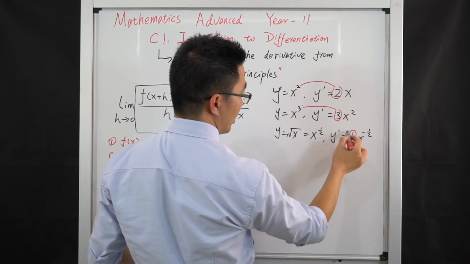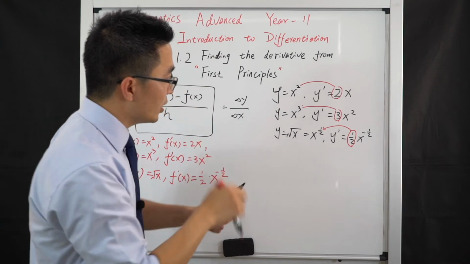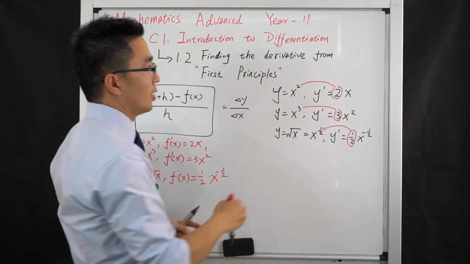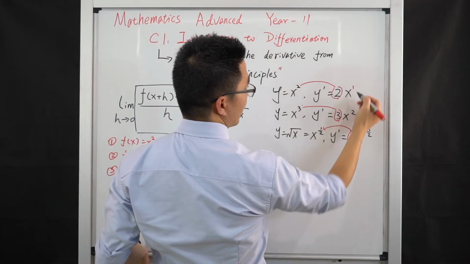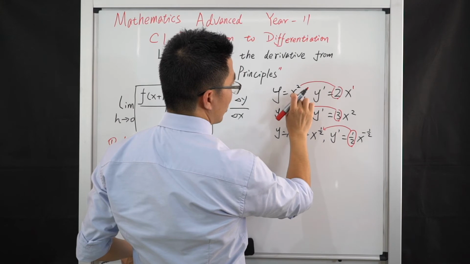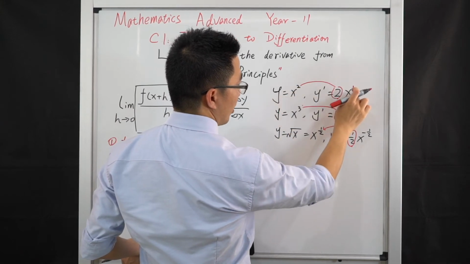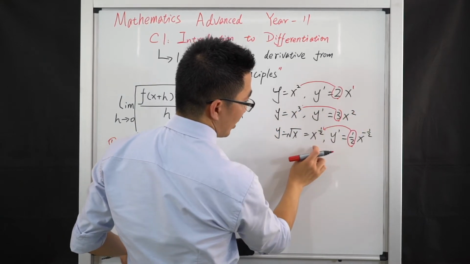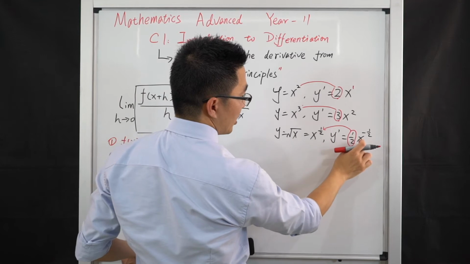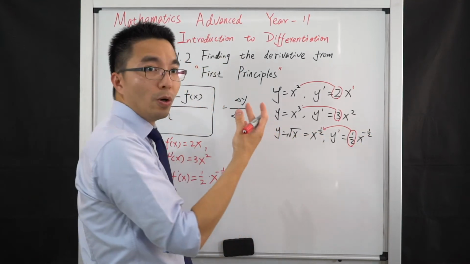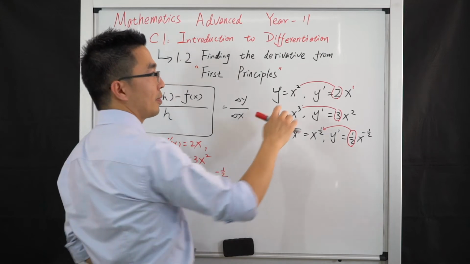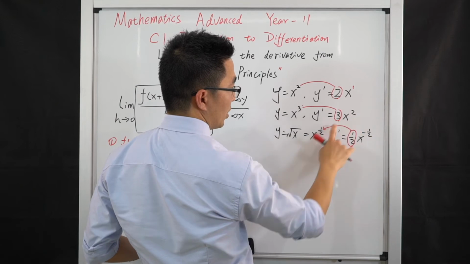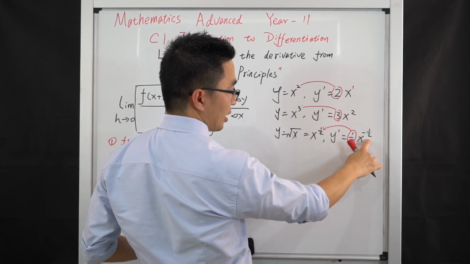These half equal to this power, right? So actually this coefficient number is from the power of the x. Okay, so here x to the power of 1. So here from x to the power of 2 to x to the power of 1, from x to the power of 3 to x to the power of 2, from x to the power of half to x to the power of negative half. They all have one difference, right? So 2 minus 1 becomes 1. 3 minus 1 becomes 2. Half minus 1 becomes negative half.